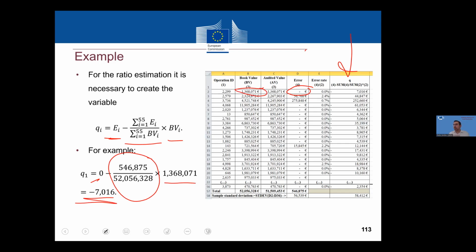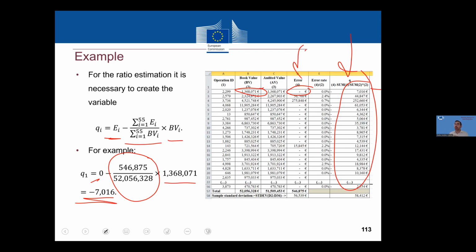It's even a negative value. I don't care about interpretation. It's here, minus 7.016. And then I just copy paste down for the 55 operations. What do I get from this? A new series of 55 values that are no longer equal to the original errors, but are a kind of transformed version of the original values.